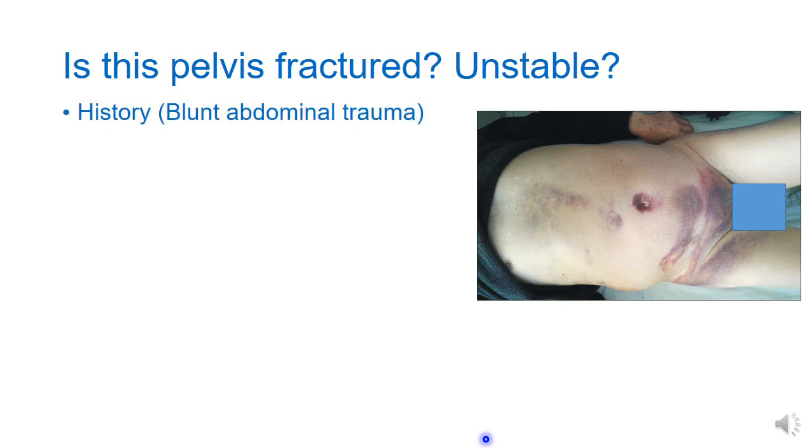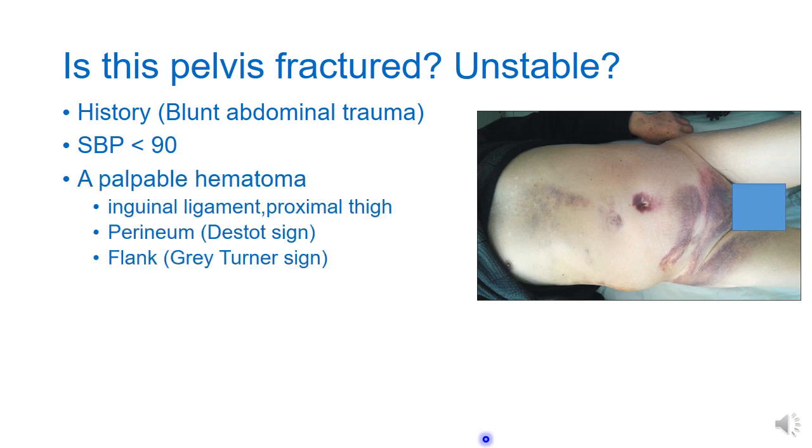If we have a history of blunt abdominal trauma, if the systolic blood pressure is less than 90, and if we have a palpable hematoma in the inguinal region, the proximal thigh, or the perineum, called Destot's sign, or in the flank, called Grey Turner's sign, this means that the patient may have an unstable pelvis with a significant amount of bleeding.